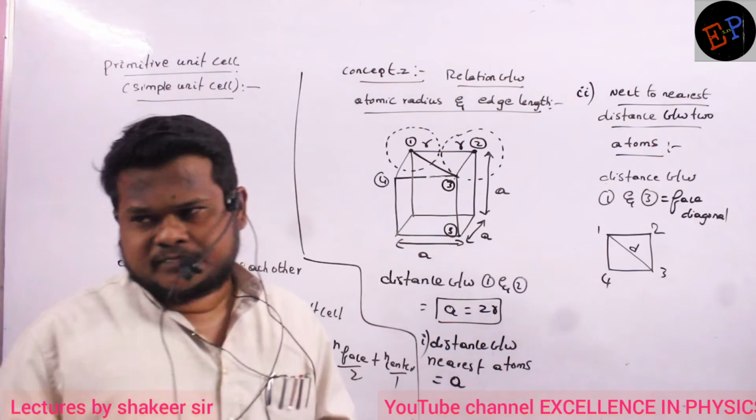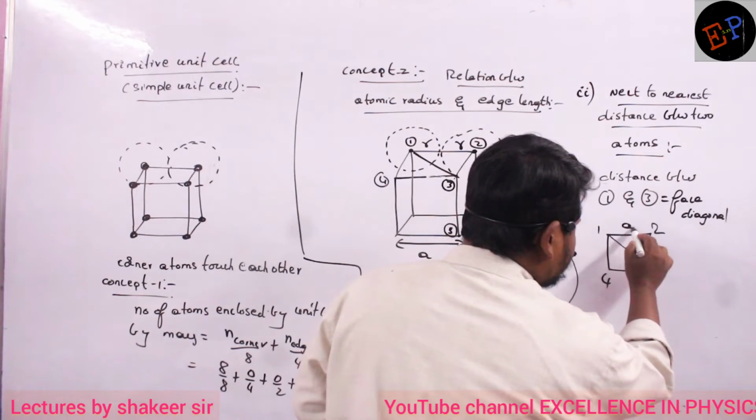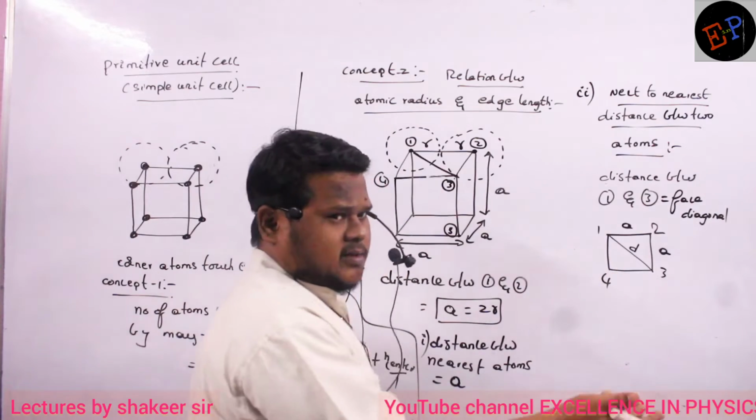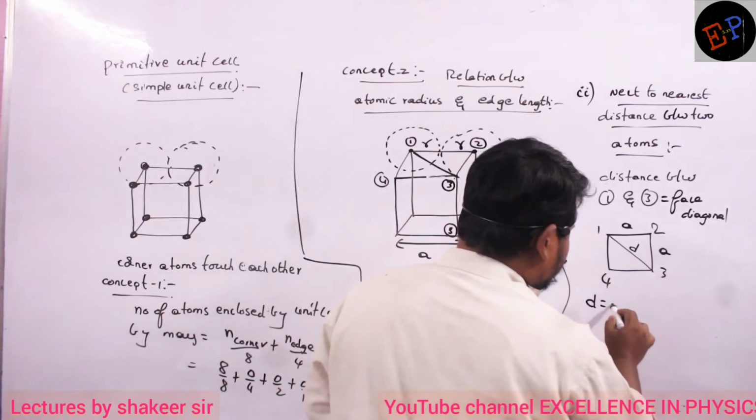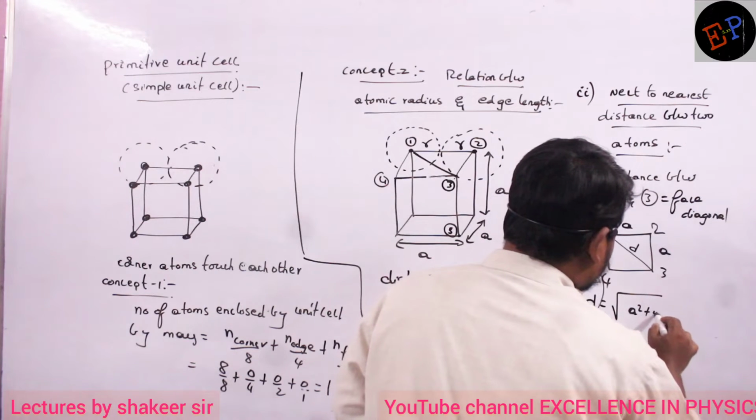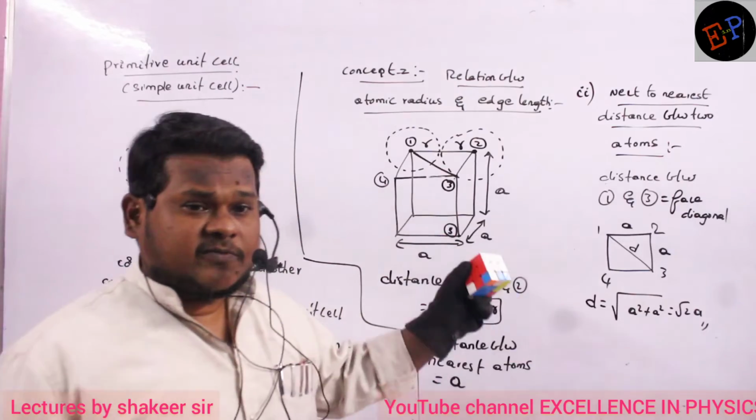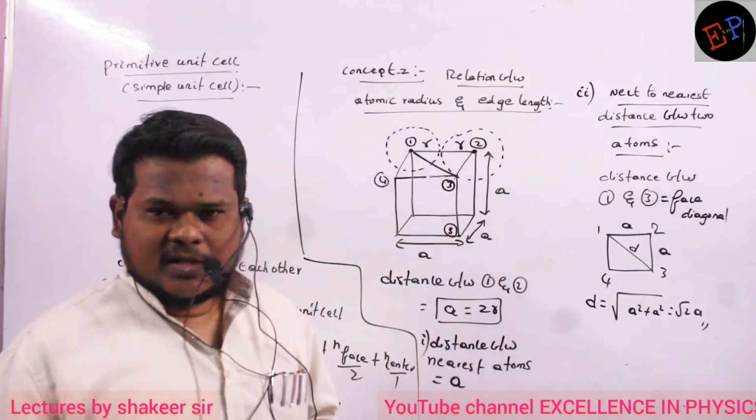Root 2a, that's all. Root 2a only, no? Because distance between 1 and 2 is a. Distance between 2 and 3 is also a. Edge length a is the same. Then this becomes the hypotenuse, no? Then the hypotenuse value is equal to how much? Square root of a square plus a square is root 2 into a. Okay? So therefore this distance is the next to nearest distance. Are you able to understand?